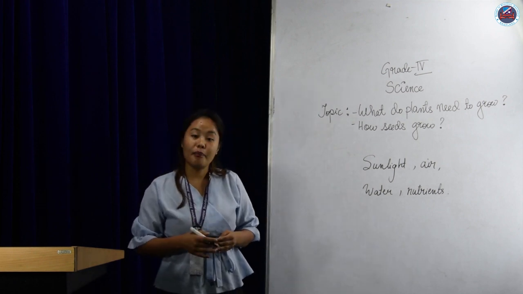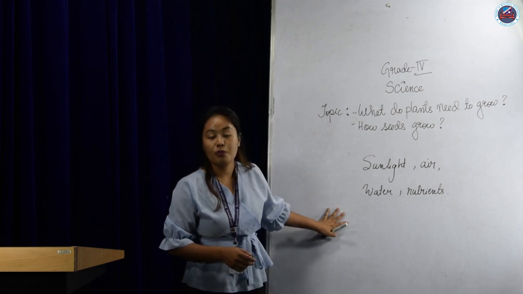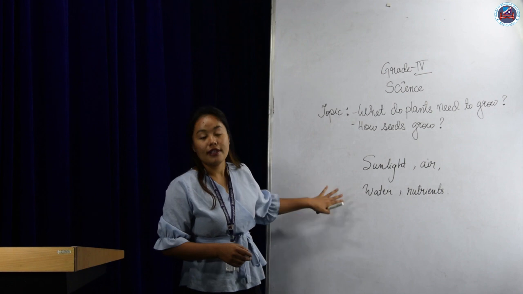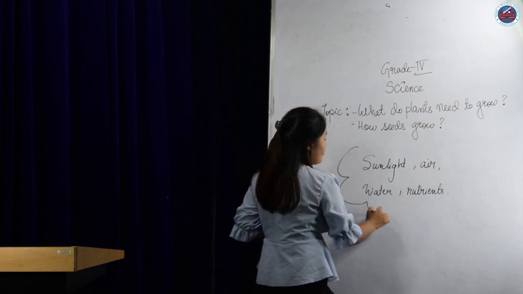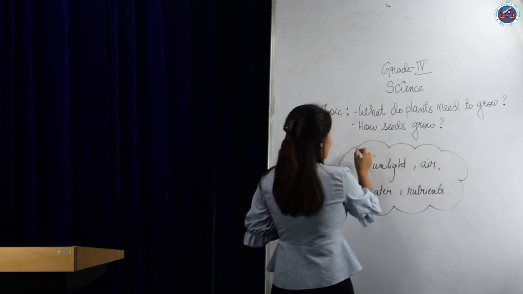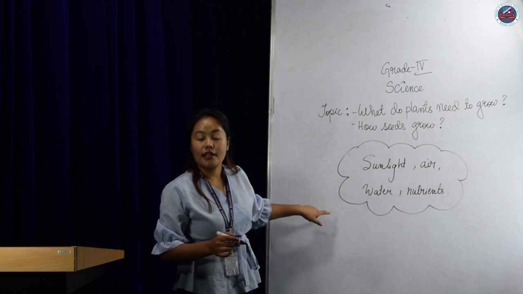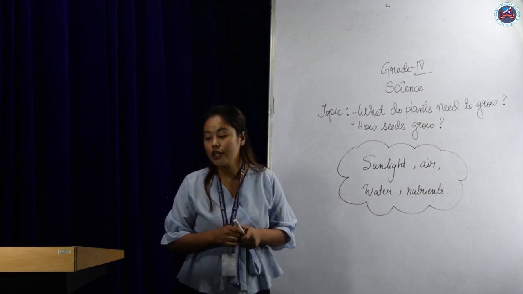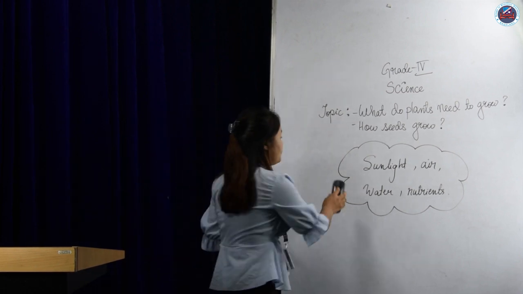See, after a plant starts to grow after receiving all these factors, that process is known as the germination of seed. I repeat, after receiving all these factors, that is sunlight, air, water, and nutrients, when a plant starts to grow, that process is known as the germination of seeds. Now next we are going to talk about how seeds grow.